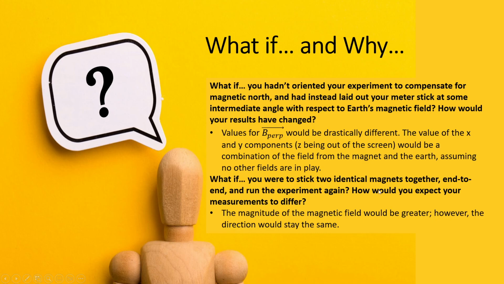What if you were to stick two identical magnets together end to end and run the experiment again? How would you expect your measurements to differ? The magnitude of the magnetic field would be greater, however the direction would stay the same.